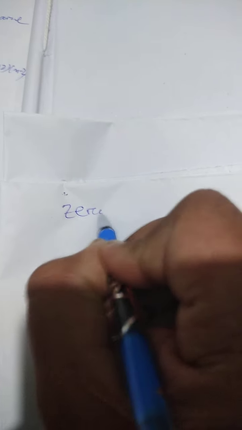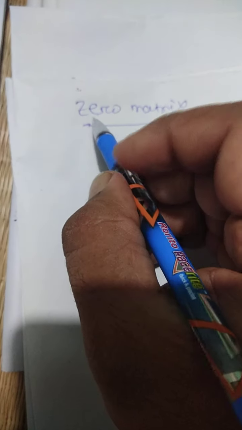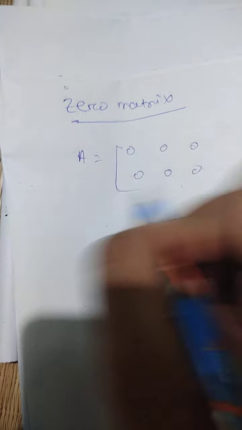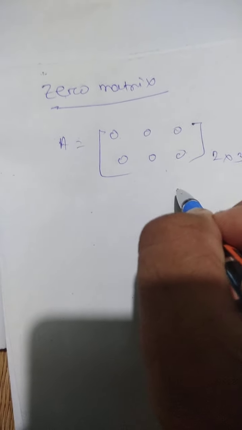Then zero matrix. If all the elements of a matrix are 0, it is known as a zero matrix. Let A is equal to 0, 0, 0, 0, 0, 0. This is a 2 cross 3 matrix having all elements 0. So this is a zero matrix. Clear?